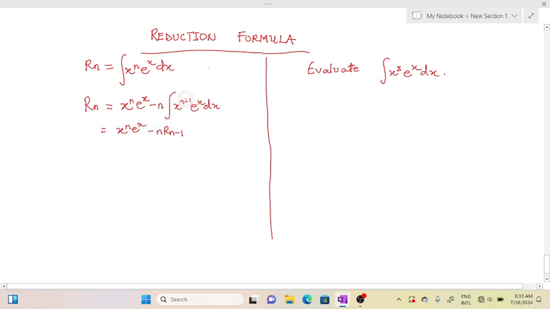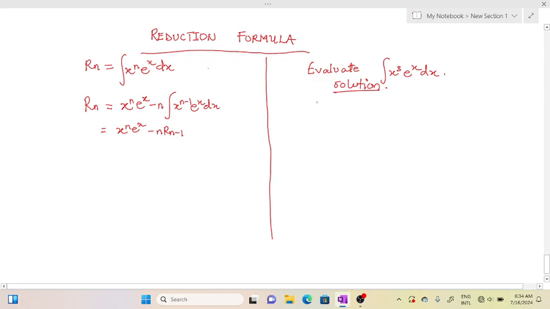In view of that, I have a problem here to take you through. It says evaluate the integral of x cubed multiplying e to the power x dx. You realize that this follows what I have here: my x to the power n is now x cubed, and my e to the power x is still e to the power x dx. So let's see how we solve this problem using the reduction formula given above.